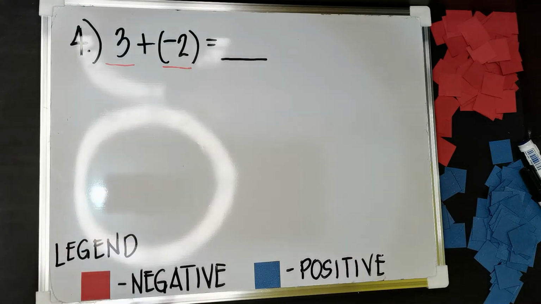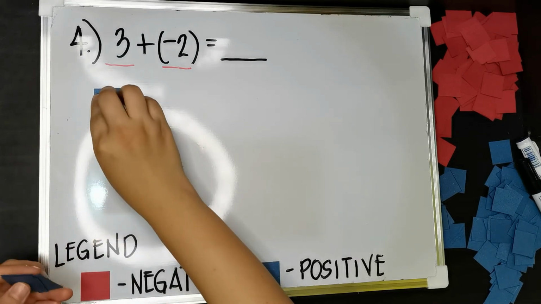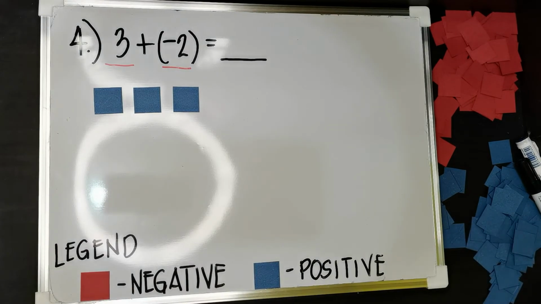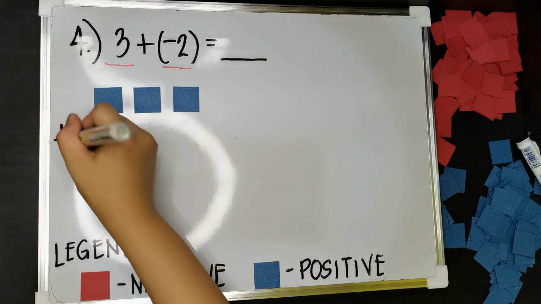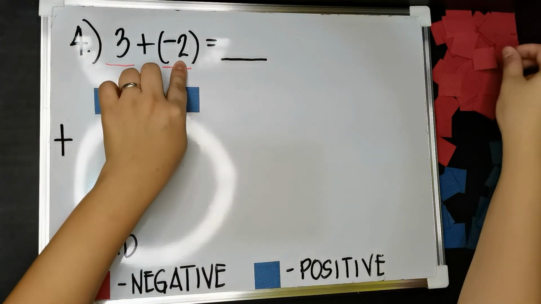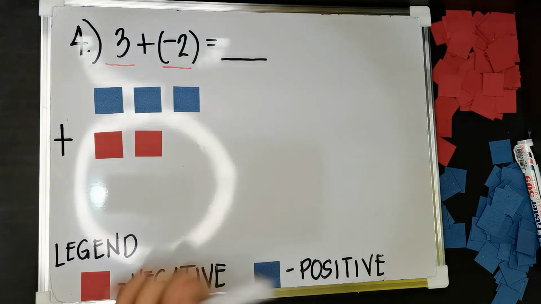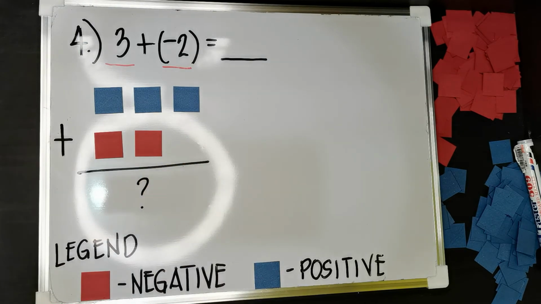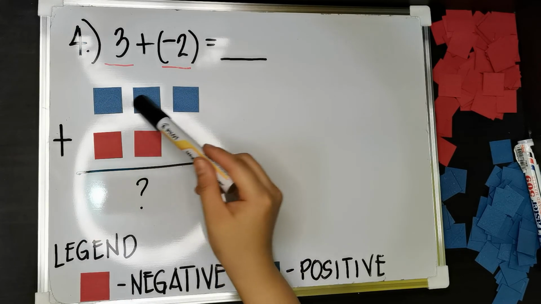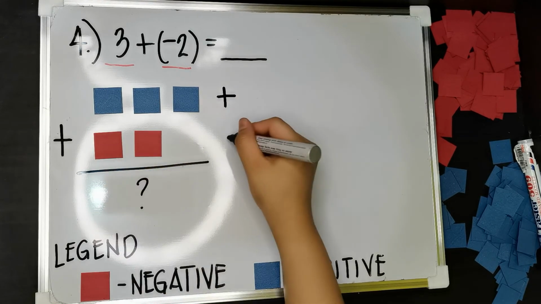Okay? So, using sign tiles, I have here 3 which is positive. So, I'll be using 3 blue sign tiles. There you go. To be added by negative 2. So, dalawang red sign tiles ang gagamitin ko. To find the answer to this, what are we going to do? Okay, pansinin ninyo. Ang sign ko dito, I used blue. This one is for my positive. Ang sign naman nito ay negative.